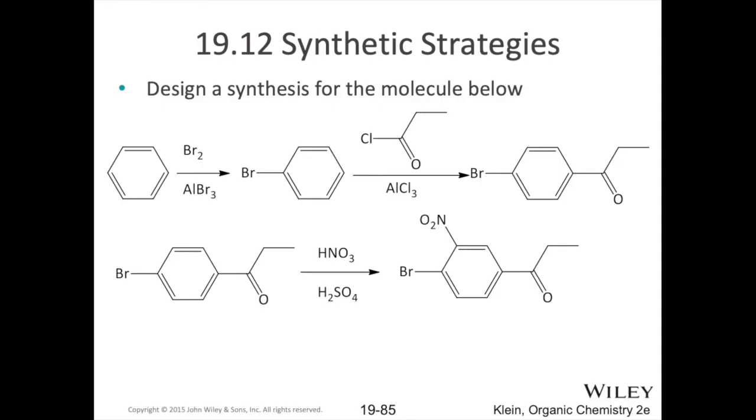our first step would be to add that bromine. We do that through our regular bromination, so you use bromine and aluminum bromide or iron 3 bromide. Then we add on our acyl group, so we have an acyl chloride here with aluminum chloride. We do a Friedel-Crafts acylation, and there we get that intermediate. And then in the last step, using concentrated nitric and sulfuric acid, we add our nitro group. It's going to show up at this position that is meta to our acyl group, which is where it wants to be, and ortho to our bromine, which is also where it wants to be.